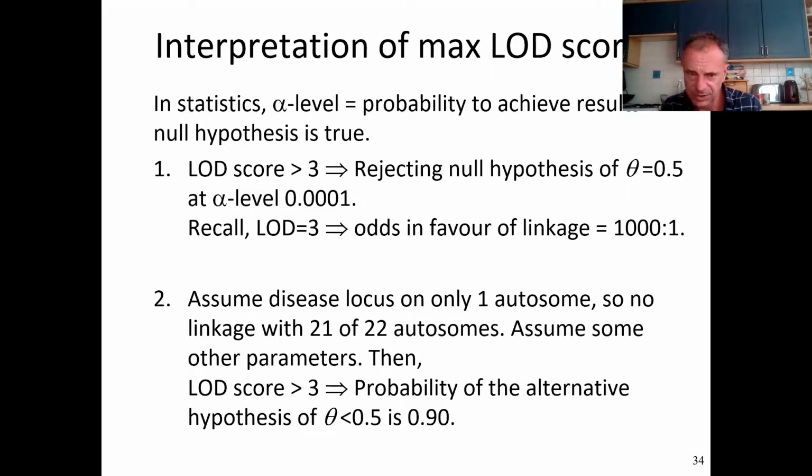likelihood ratio statistics. So the log score of 3 is a logarithm base 10, and that is equivalent to a ratio of 1,000, 10 to the power of 3. That the likelihood under linkage is 1,000 times higher than the likelihood under non-linkage, and that's called odds in favor of linkage of 1,000 to 1, although people don't really use that language much nowadays. In fact, nowadays we would talk about a likelihood ratio of 1,000 to 1.